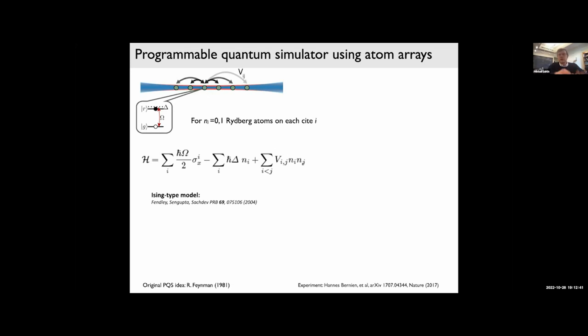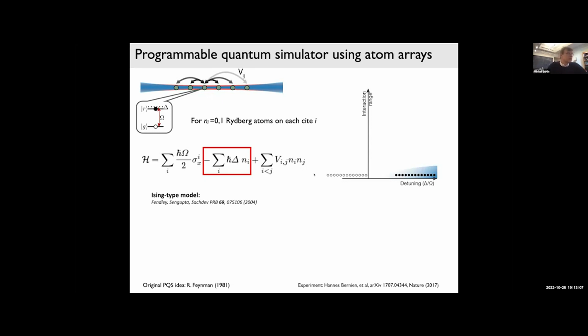To understand what types of processes we can study with this Hamiltonian, we can just look at the phase diagram, the ground state phase diagram, which is spanned by the interaction range and the detuning. If atoms are not interacting, then depending on the sign of the detuning, you would have either all atoms in the ground state or all atoms in the excited state.